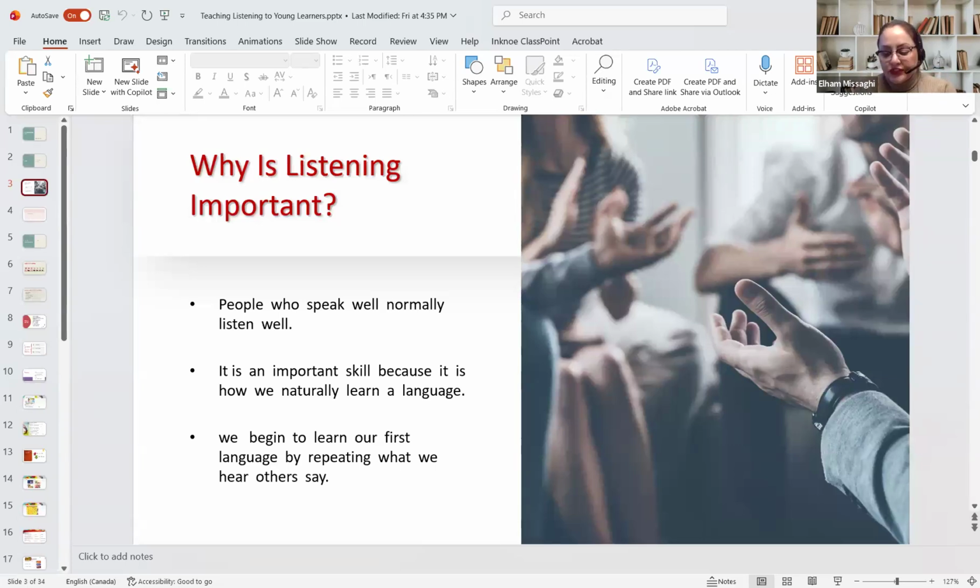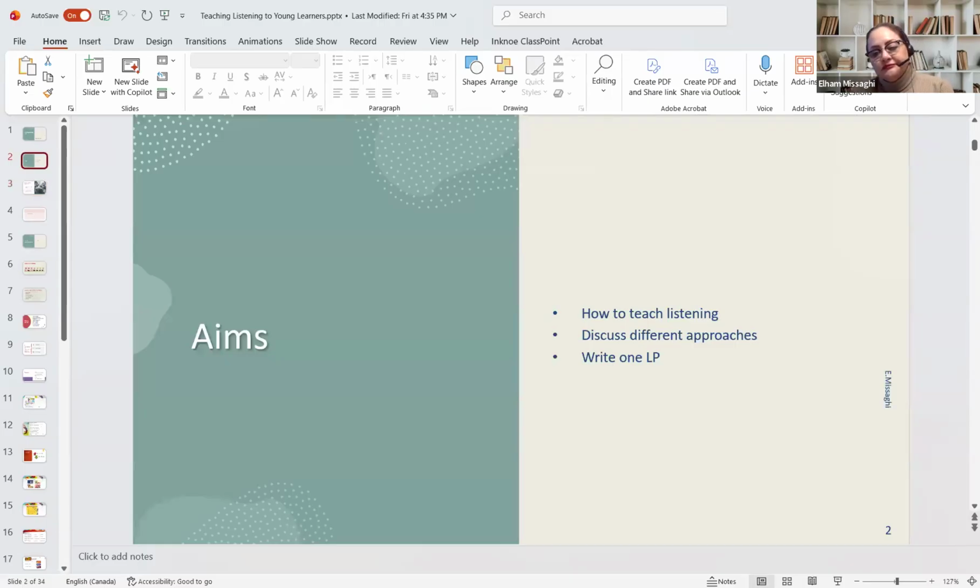Why is listening important in learning language? What would you say? That's why the listening skill is very important. It's the first skill that we acquire, and we learn to speak from listening, like how babies learn to speak. Yes. Thank you. We gather data. Perfect.